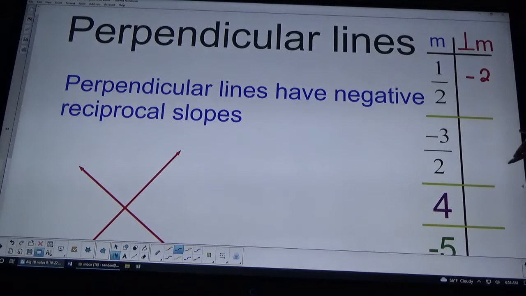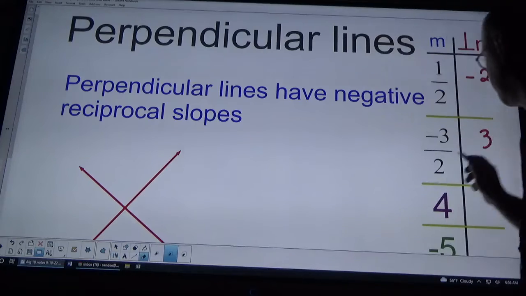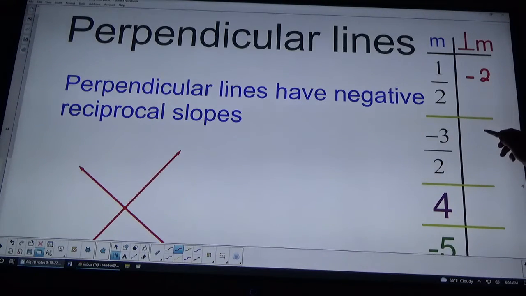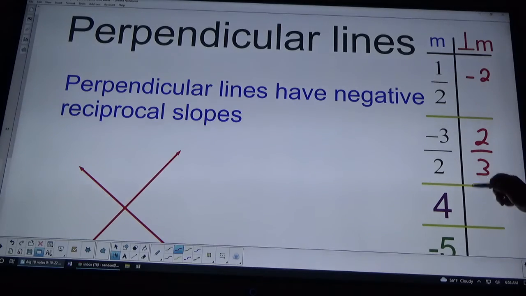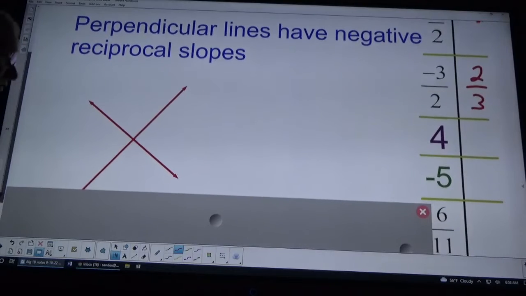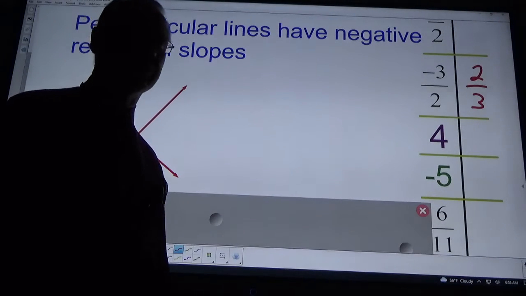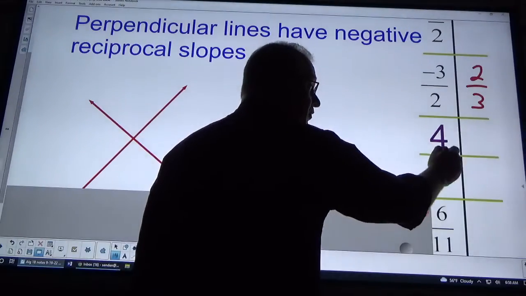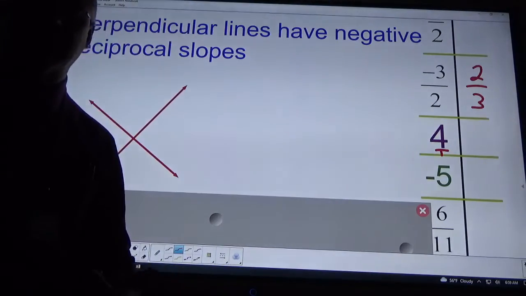Negative 3/2, positive 2 over 3. Reciprocal, opposite sign, 2 over 3. Now this next one, when you have 4 as the number, you kind of want that to be a fraction, so you can always put it over 1 so that you can see the fraction.